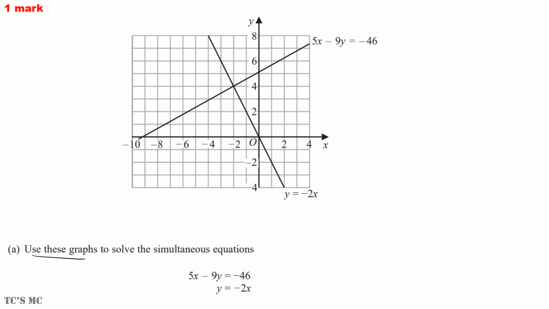Use these graphs to solve the simultaneous equations. When solving simultaneous equations graphically, we just need to find the point of intersection. Now, the x-coordinate is our x solution, so -2, and the y-coordinate is our y solution, so 4. And that's what we need to write for the 1 mark.